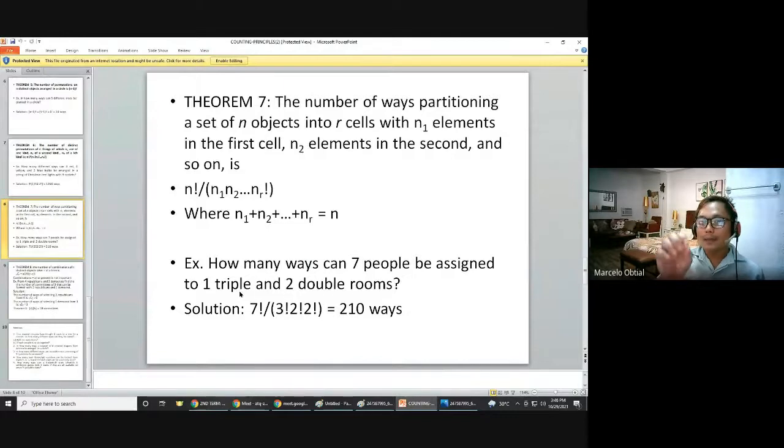If we add 3 plus 2 plus 2, that will give us 7. Okay, so, it fits theorem number 7. Using your calculator, can you solve please? Is this answer correct? 210 ways? Correct, no?